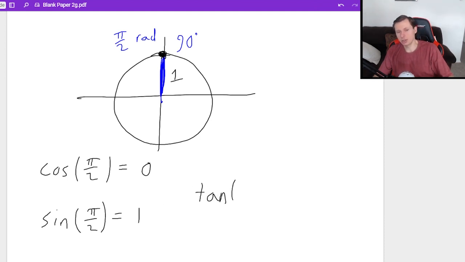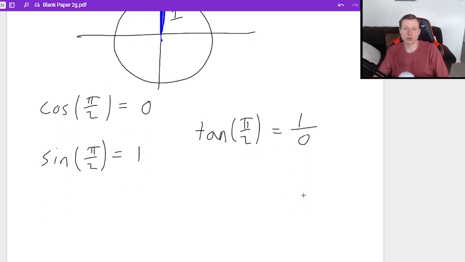And it's interesting when you get the tangent of pi over 2 because that, again, is going to be the sine over the cosine. You should be screaming at me right now because you can't divide by 0. And that's right, because it's undefined.